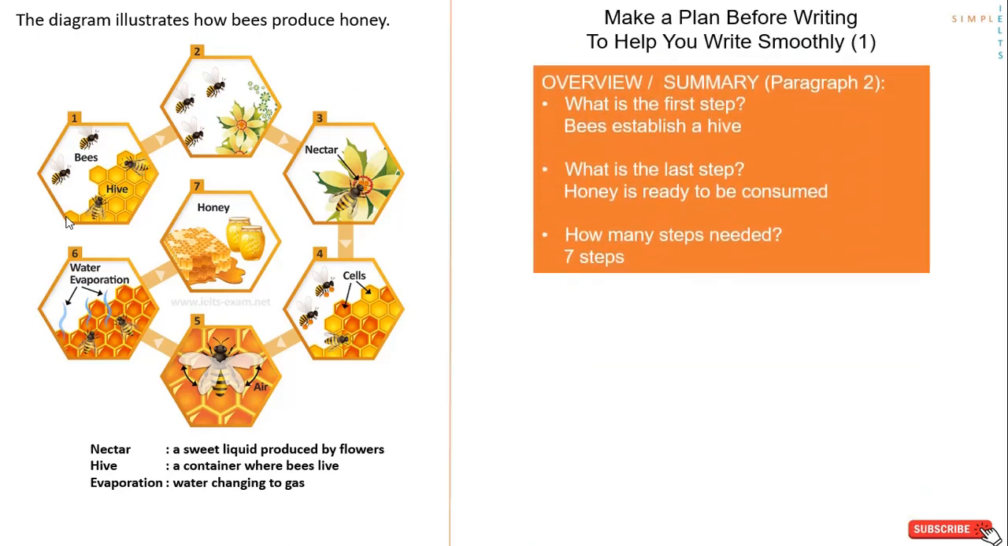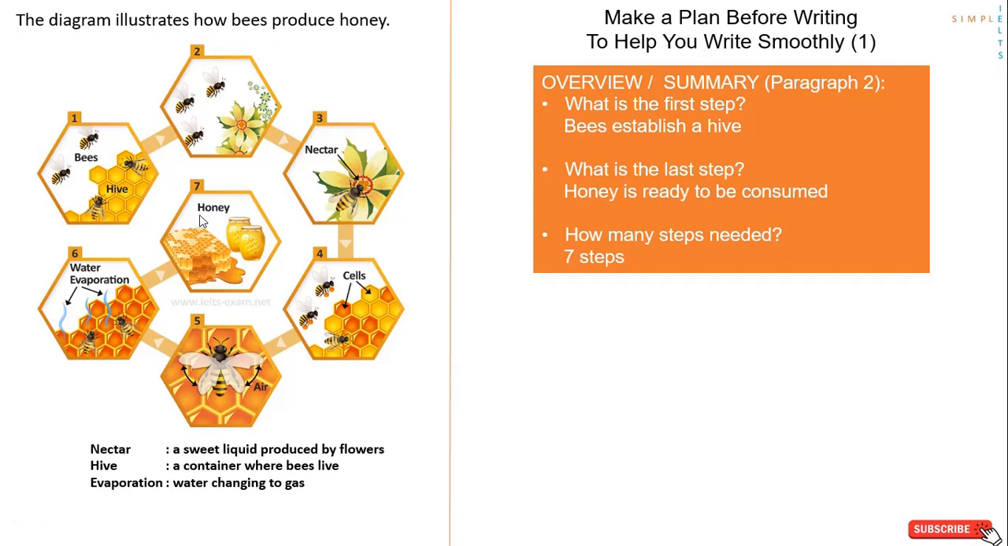And then make sure before you write your report, make a plan first. Set aside about 1 or 2 minutes to make sure that you have something that can help you to write smoothly. Okay, this is an example. For the overview part, we can ask ourselves what is the first step, which is bees establish a hive. Okay, first step. And what is the last step? Honey is ready to be consumed.